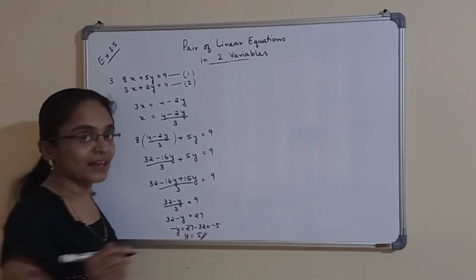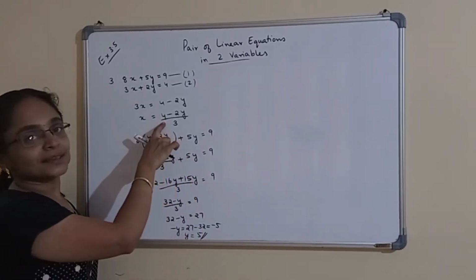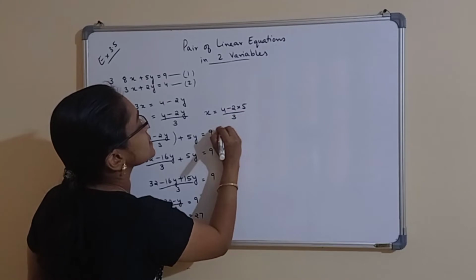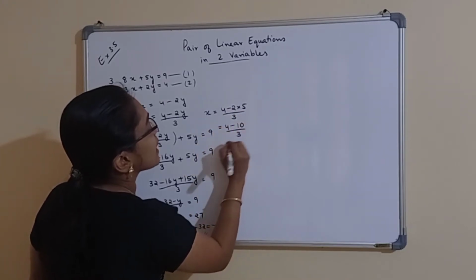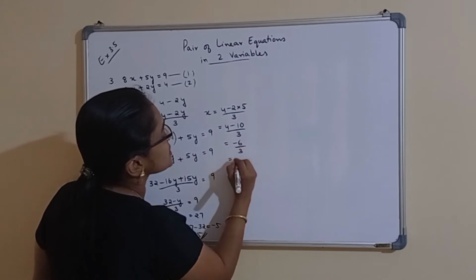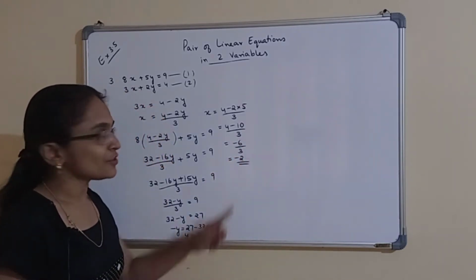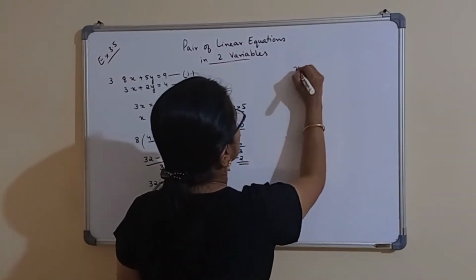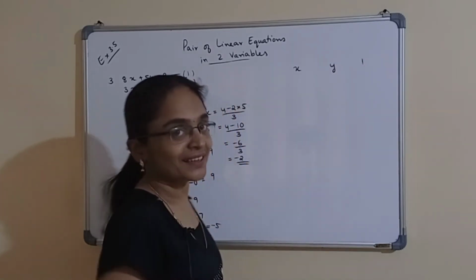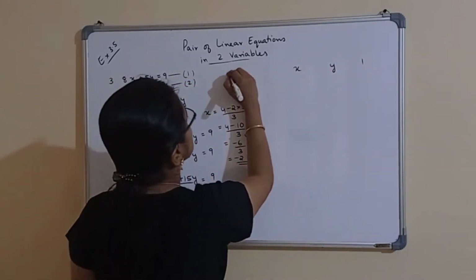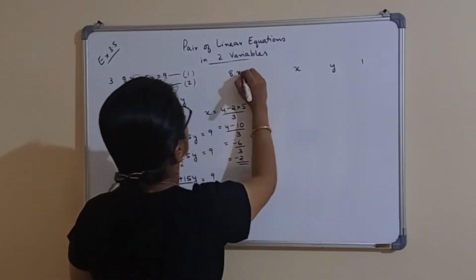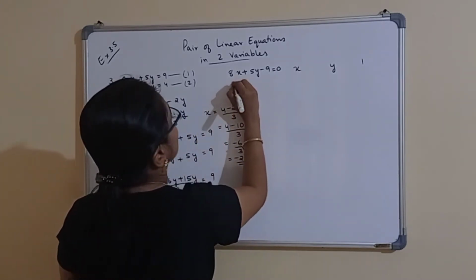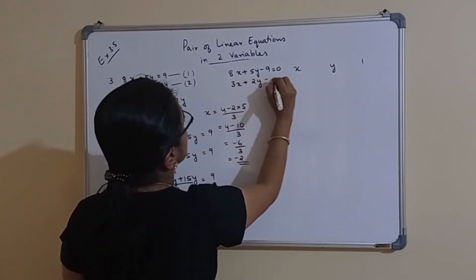So we got the value of y as 5. Now substitute that here. x is equal to (4 minus 2 into 5) by 3, which is equal to (4 minus 10) by 3, and that is equal to minus 6 by 3, which is equal to minus 2. So we got the value of x as minus 2 and y as 5. Now we can do this by cross multiplication method. Write x, y and 1 here. And when we take the general form, that is 8x plus 5y minus 9 equal to 0, and 3x plus 2y minus 4 is equal to 0.